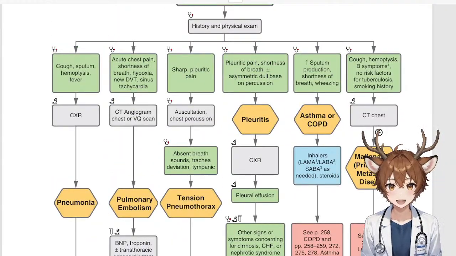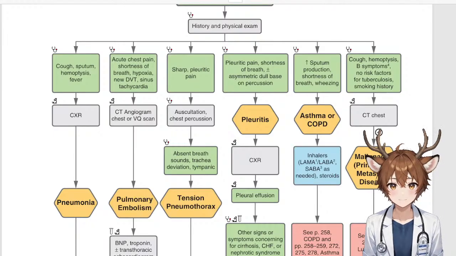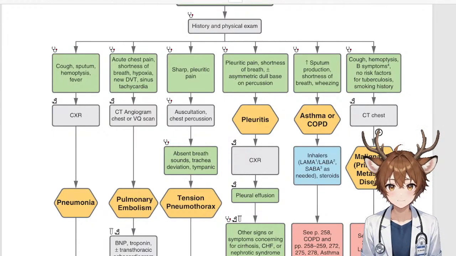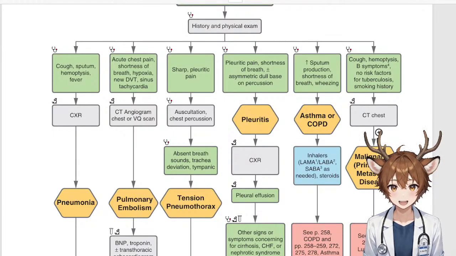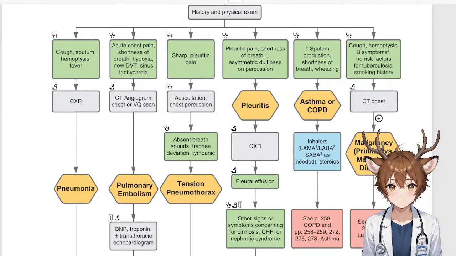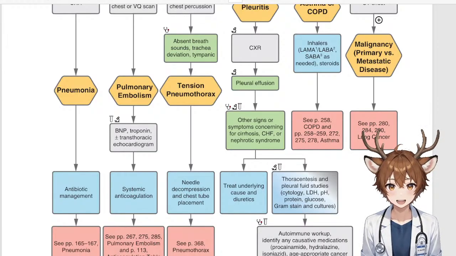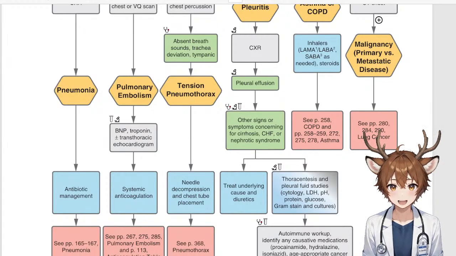Okay. Next one, let's say it's sharp pleuritic pain. In that case, auscultation or chest percussion. If you have absent breath sounds, tracheal deviation, tympany, what do we think? Tension pneumothorax, okay? In that case, needle decompression and chest tube placement. See page 368, pneumothorax.